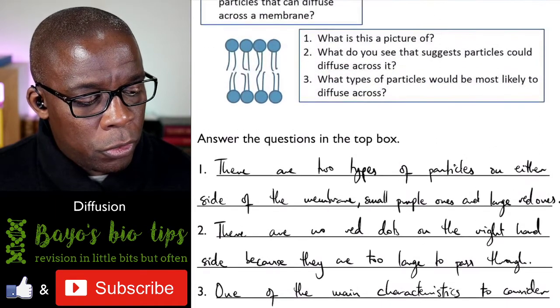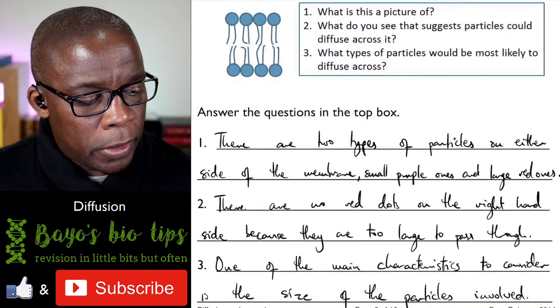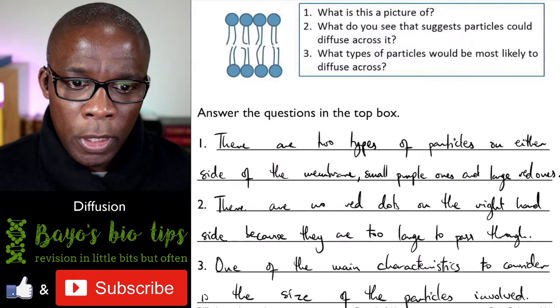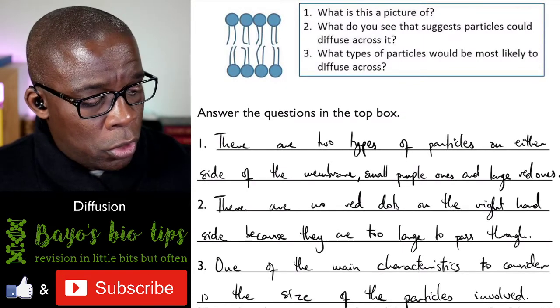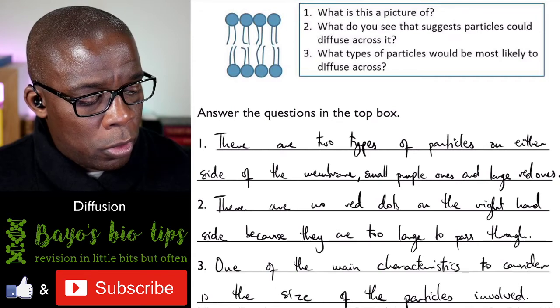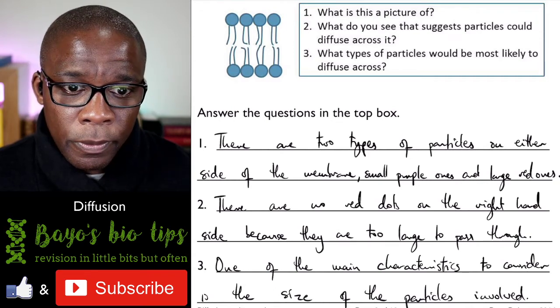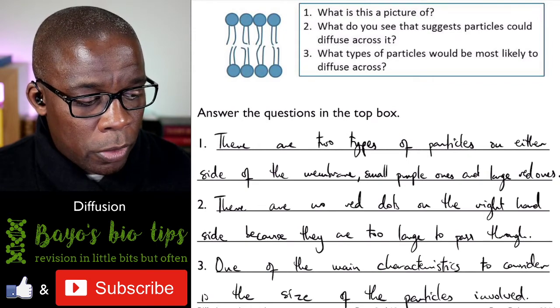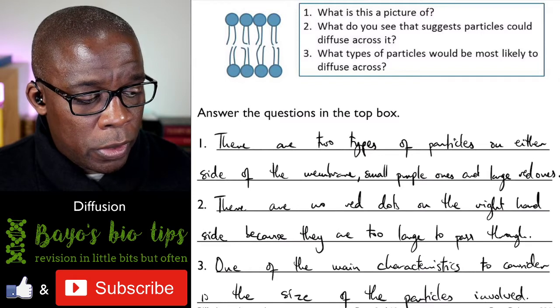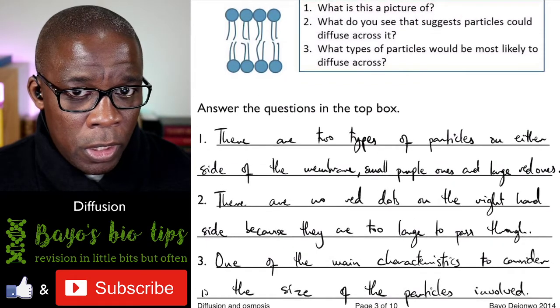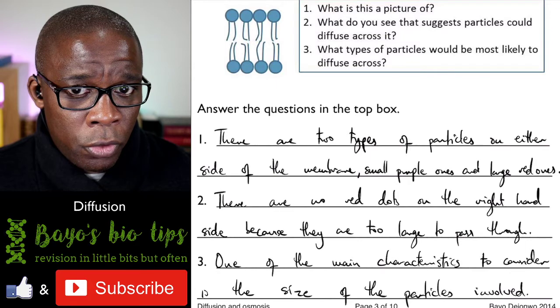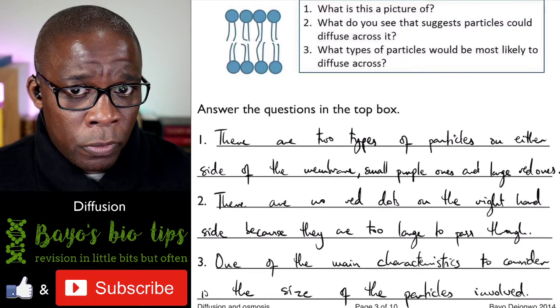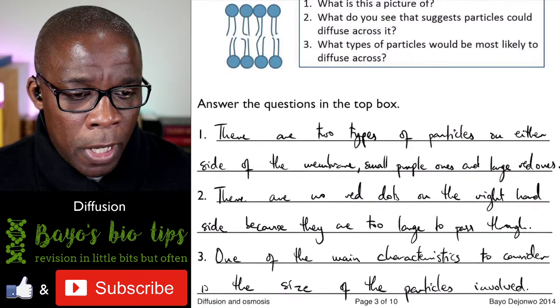So now we're going to look at the second set of questions. In this case, you should probably pause now. Now that you've had a chance to consider the questions, let's work through it. So what is this a picture of? And you can see there it's two rows of molecules. This is called a phospholipid bilayer.